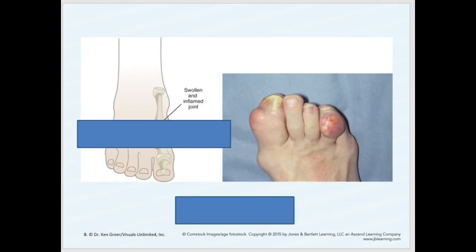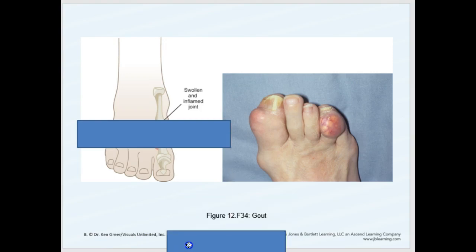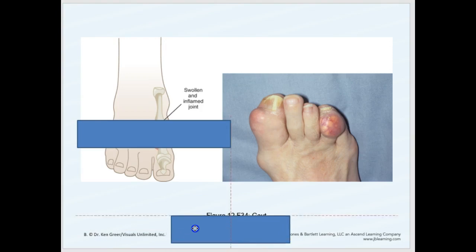Now, moving on to this one. This one should be pretty easy. Oh, poor thing. Could you imagine? Swollen and inflamed joint, but we're also getting a presentation of, what is that called? That is a, if you're not ready, pause the tape, tophi with gout.